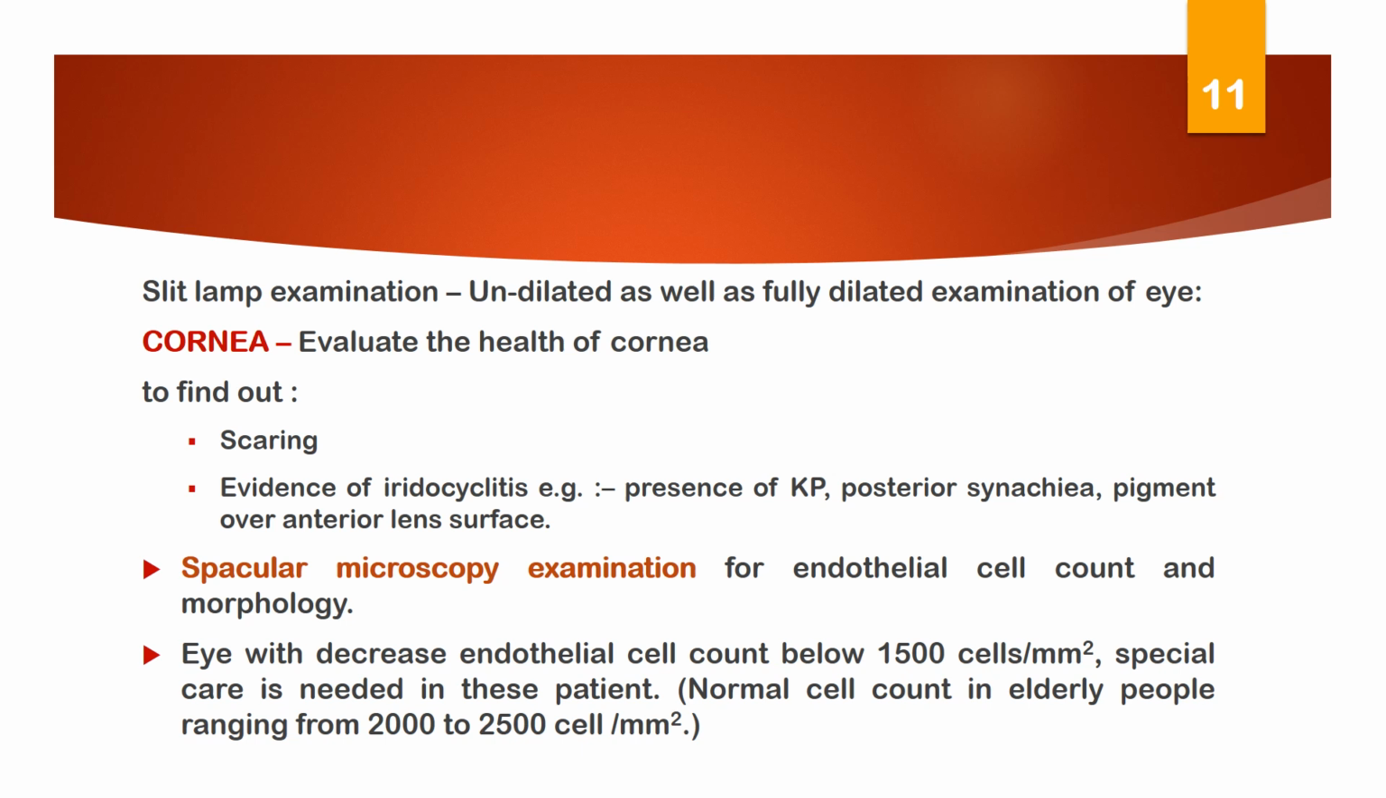Slit lamp examination. Cornea. Evaluation of the health of the cornea to find out scarring, evidence of iridocyclitis, like the presence of KP, posterior synechiae, pigment over the anterior lens surface. Specular microscopic examination for the endothelial cell count and its morphology. Eyes with a decreased endothelial cell count below 1500 cells per mm square need special care. The normal cell count in elderly people ranges from 2000 to 2500 cells per mm square.